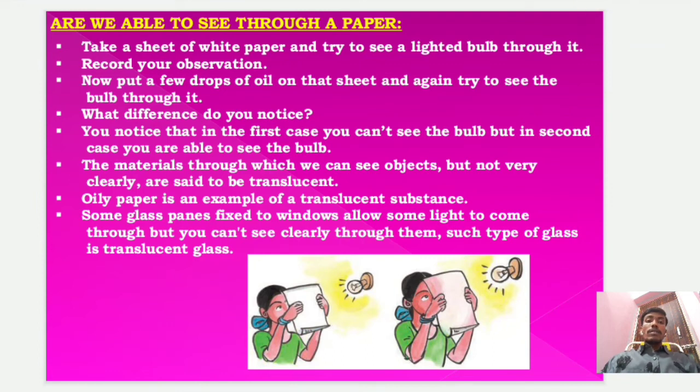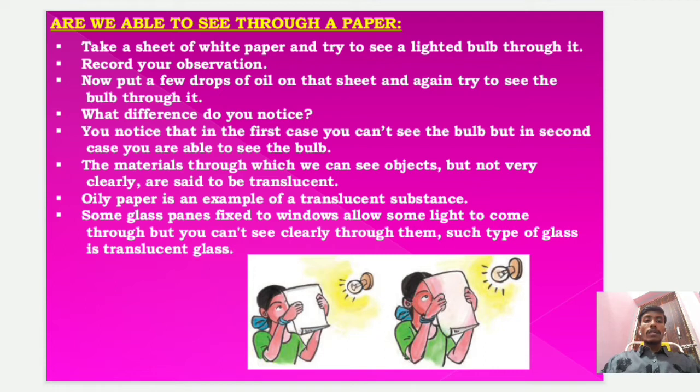So next one, are we able to see through a paper? This is a small activity. Take a sheet of white paper and try to see a lighted bulb through it. Record your observation. Now put a few drops of oil on that sheet and again try to see the bulb through it. So what do you notice? What is the difference you notice in the two conditions?